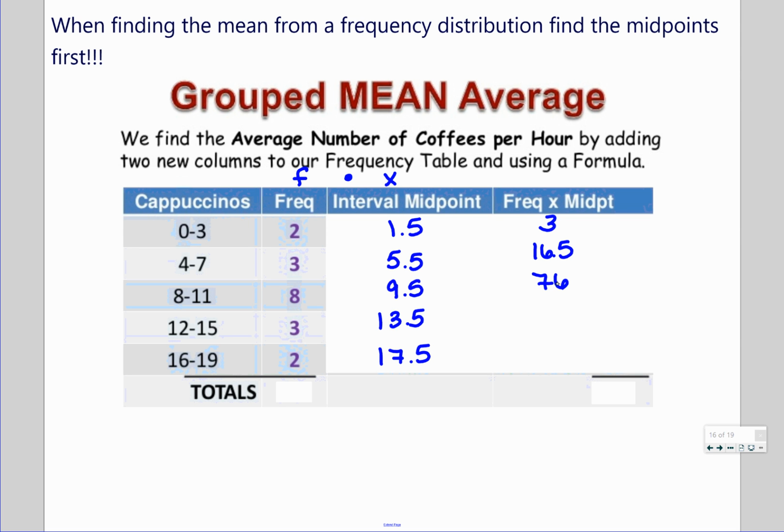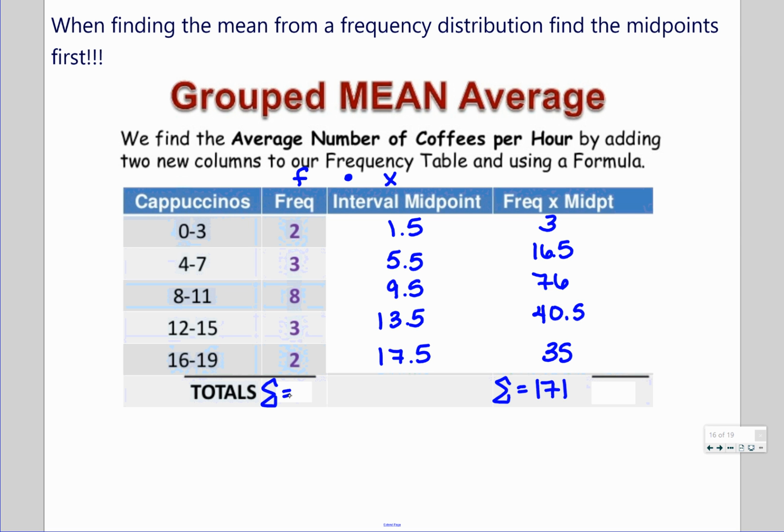I'm doing this in my head. Tell me if I'm wrong. 3 times 13.5 gives me 40.5. 2 times 17.5 gives me 35. Look good? Yeah? Okay. Add them all up. Let's get our totals. So if I add up those frequencies times the midpoints, 76, 40.5, 35, I get 171 as the sum there.